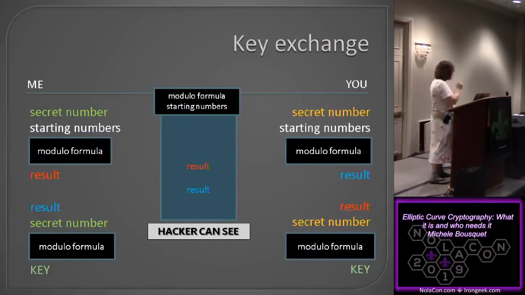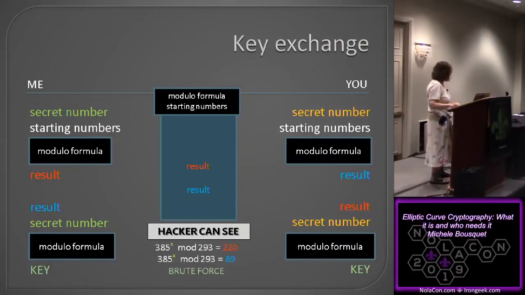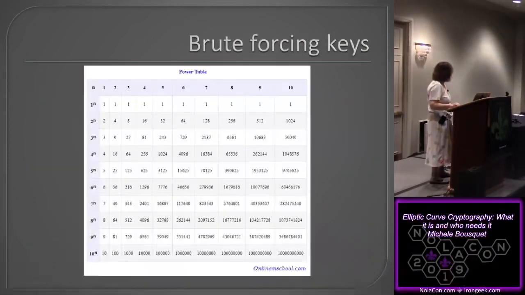Of course, if your numbers are very low like this, it's easy to brute force it, but the numbers that we're using here have hundreds of digits, and it'd be very difficult to brute force. So the hacker knows what the numbers are that got passed back and forth, but the only way they could figure out the key is to brute force it. So this is just how you would brute force a key.